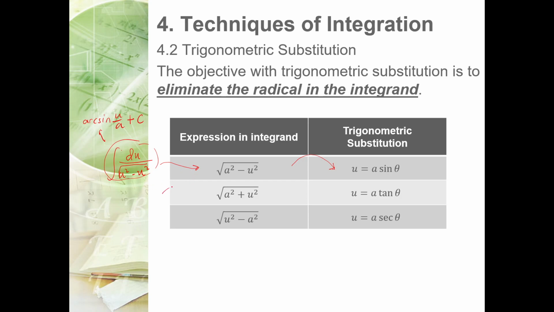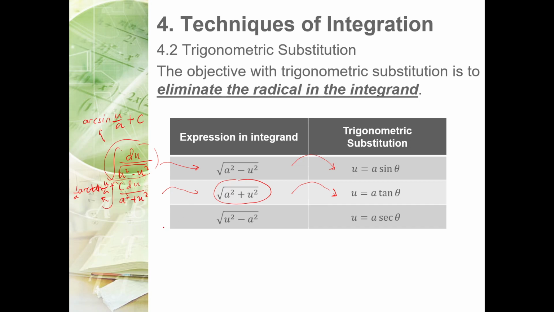In the second formula, this is coming from the format of du all over a squared plus u squared. For example, you cannot achieve this format, but we have the square root of a squared plus u squared. So its corresponding trigonometric substitution is u is equal to a tangent theta. Again, notice that it's familiar because the answer for your inverse trigonometric integrals is arc tangent, right? 1 over a arc tangent u over a plus c, right?